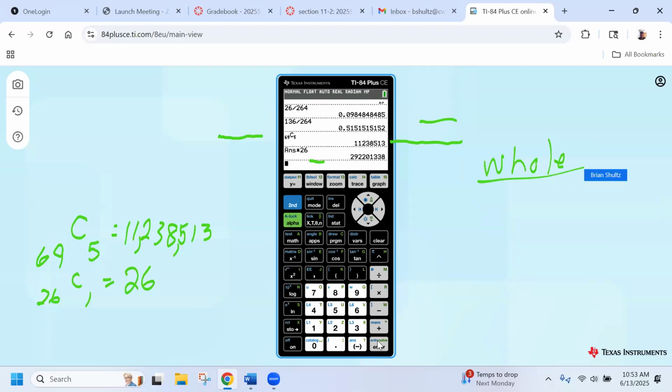The total possible ways of drawing those is 292,201,338. That is 292,201,338 ways to draw 5 white balls and 1 red ball when we're doing the Powerball lottery.